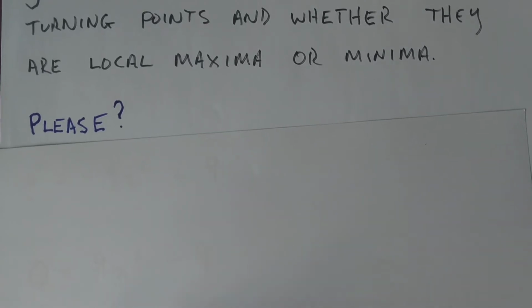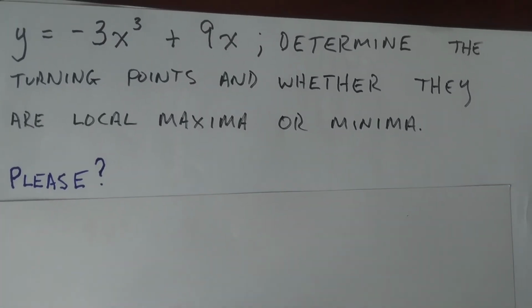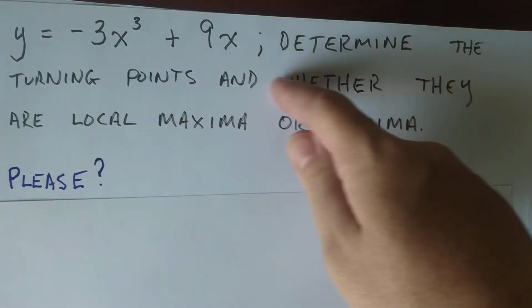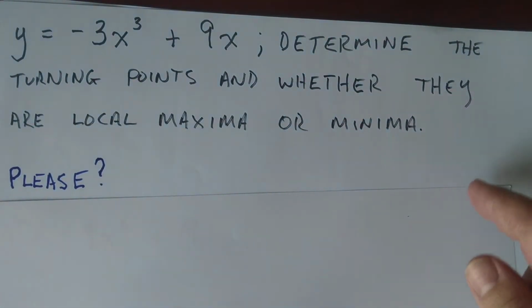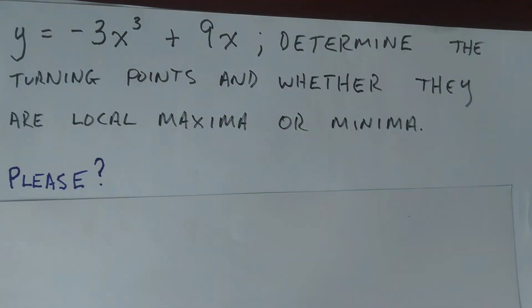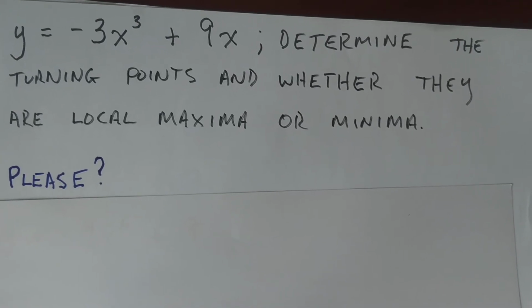But what we need to do is find the turning points. And remember, at a turning point your gradient is 0, so it's going to go straight across. It's going to be horizontal. You want to start with the first derivative. Please pause the video and find the first derivative.